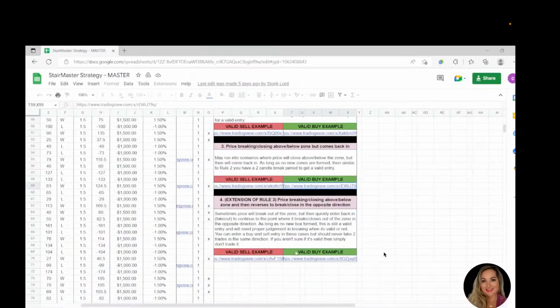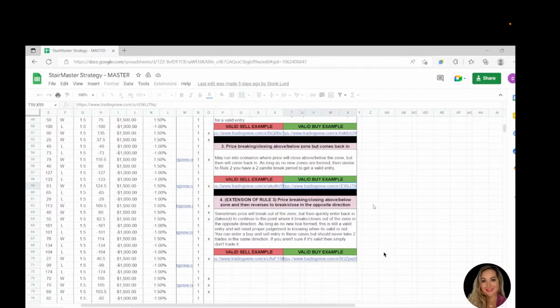The extension for rule number 3 is when price is breaking or closing above or below the zone and then reverses to break or close in the opposite direction. So to explain this a little bit better, sometimes price will break out of the zone and then it will quickly enter back in. So it's kind of like a fake out. And then it will continue to the point where it breaks and closes out of the zone in the opposite direction. As long as there are no new boxes formed, this is still a valid entry, and it will need proper judgment in knowing when it is valid or not. So this is the extension of rule number 3.